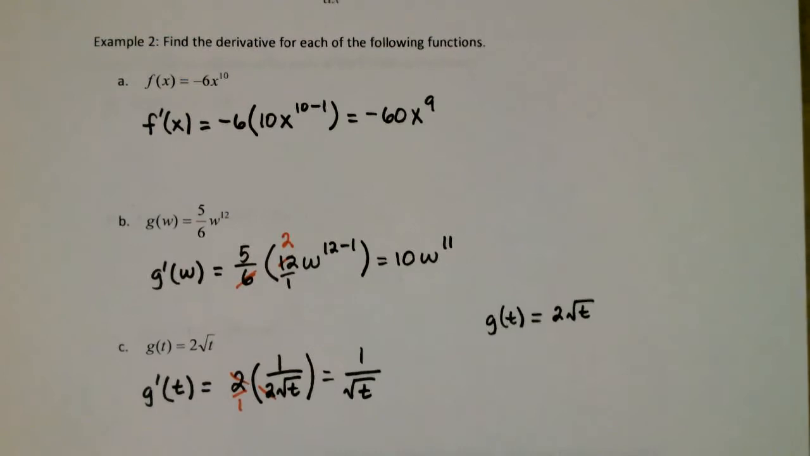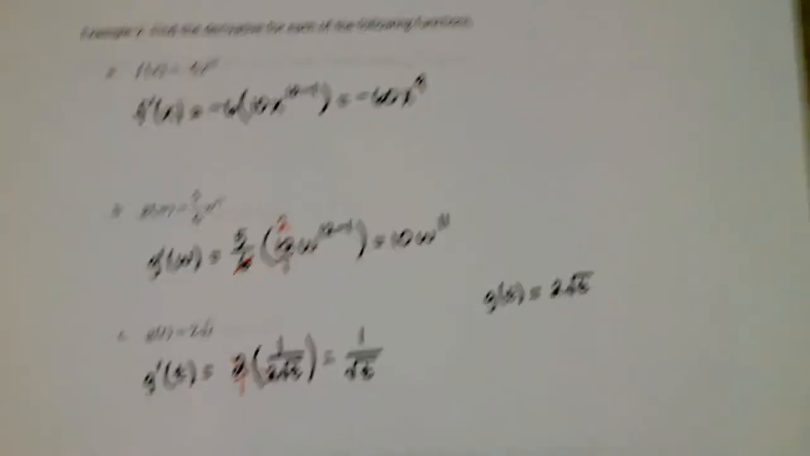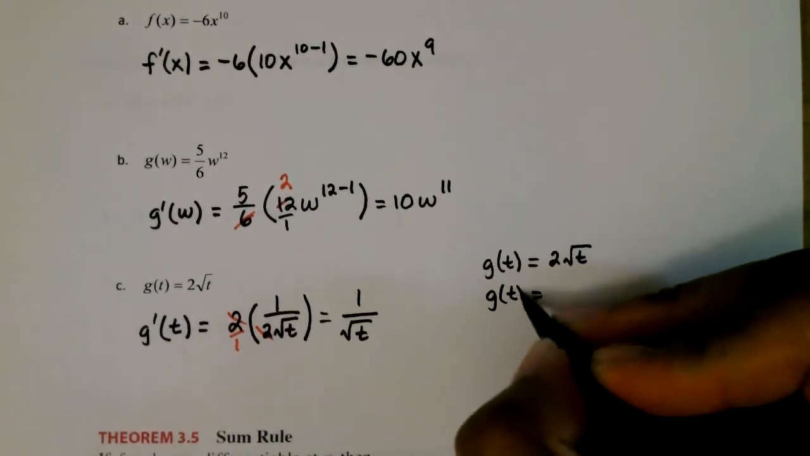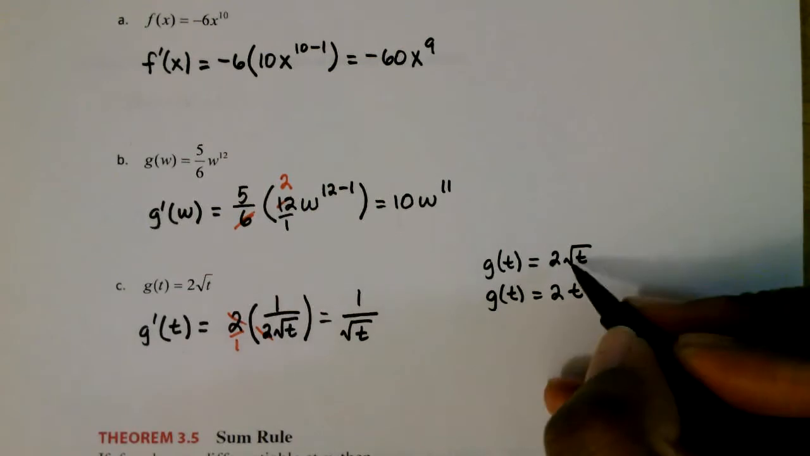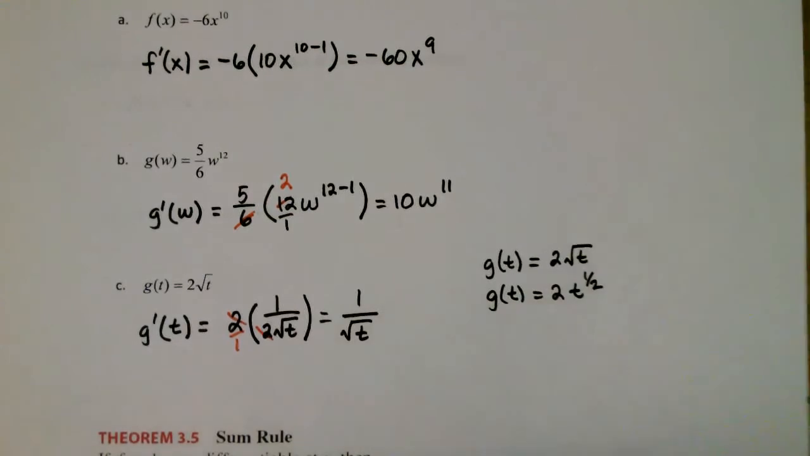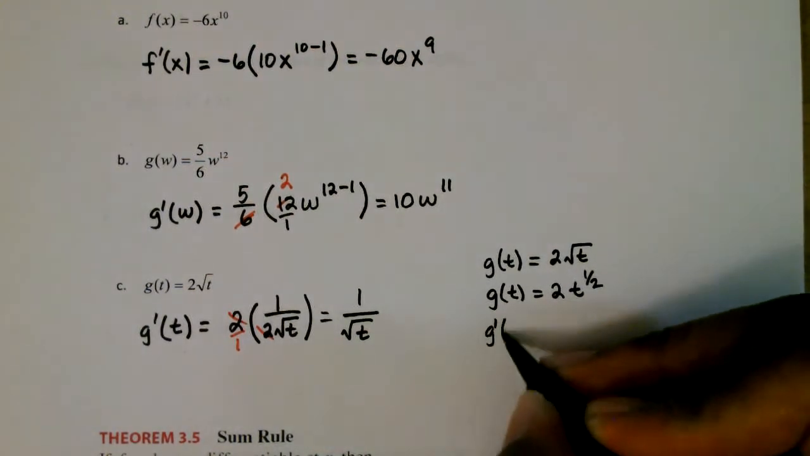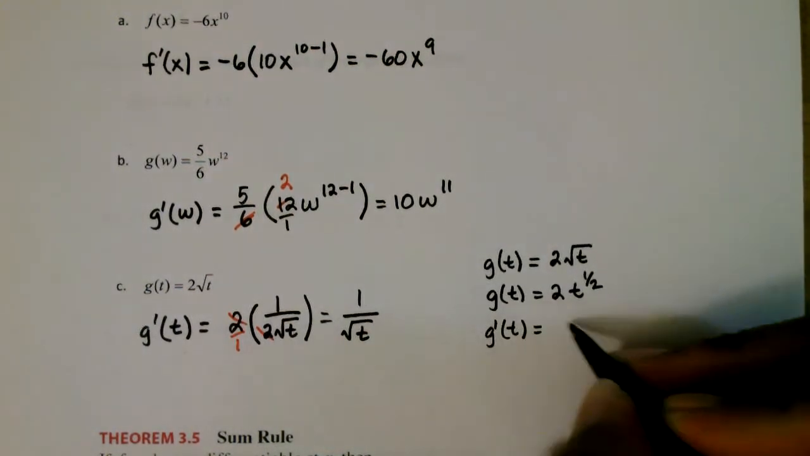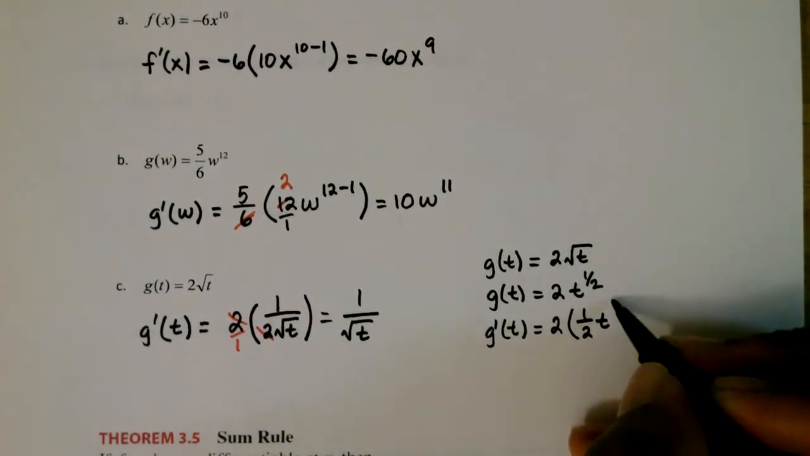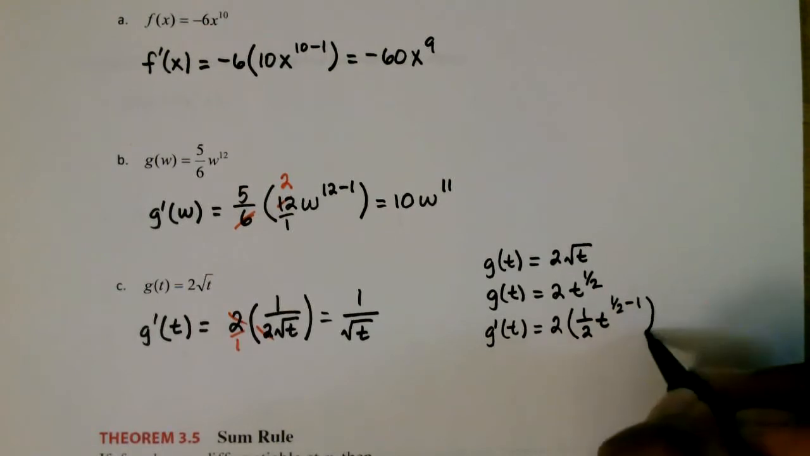I can write the square root of t in its equivalent exponential form. In this case here, this would be g of t is equal to 2 times t to the 1/2 power, since the square root of t in exponential form would be t to the 1/2 power. And then apply that power rule for exponents here. So g prime of t would be this. Bring up the 2, take the derivative of t to the 1/2 power by bringing the power in front of the t, and it'll be to the 1/2 minus 1.